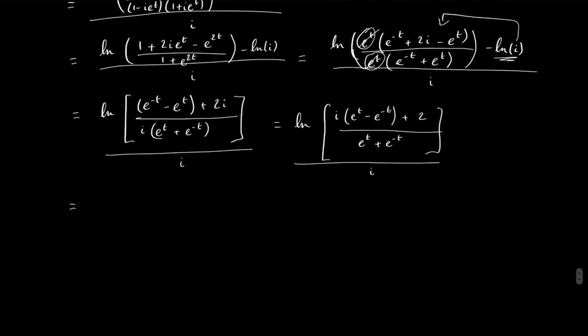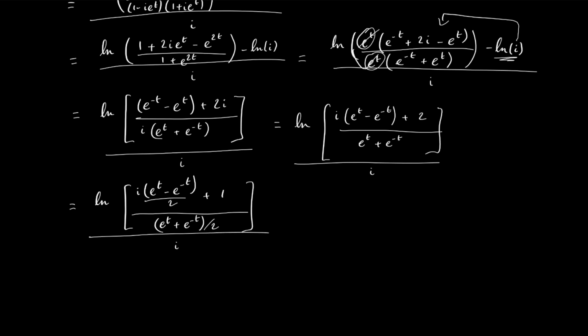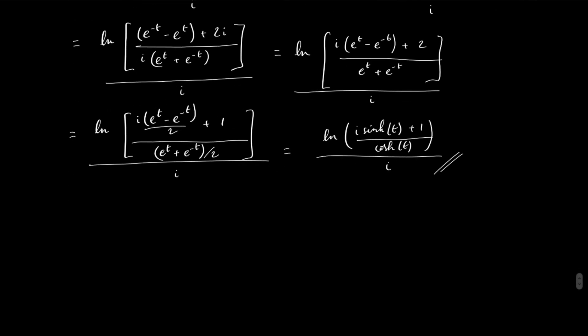And this is equal to the logarithm of i times exponential of t minus exponential of minus t divided by 2, plus 1, divided by exponential of t plus exponential of minus t divided by 2, and divided by i, which is equal to the logarithm of i hyperbolic sine of t plus 1, divided by the hyperbolic cosine of t, and everything divided by i. And this is exactly the same expression that we found for f of t. So we just proved that f of t is equal to g of t.